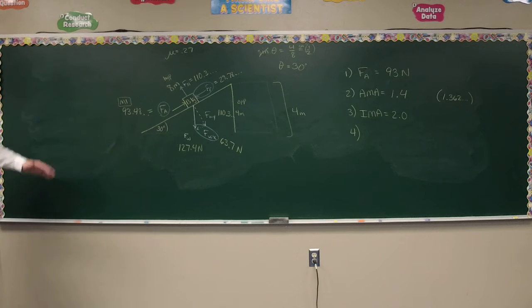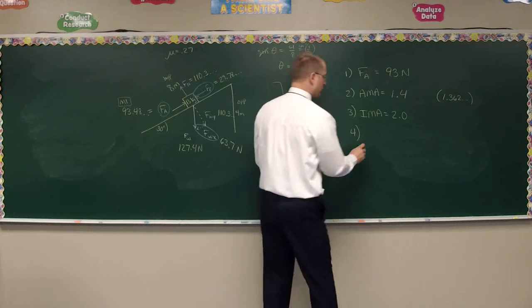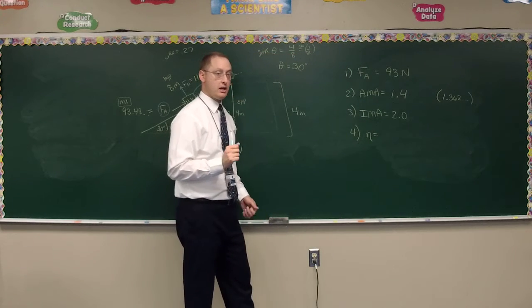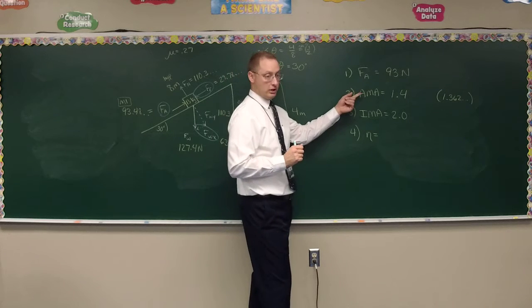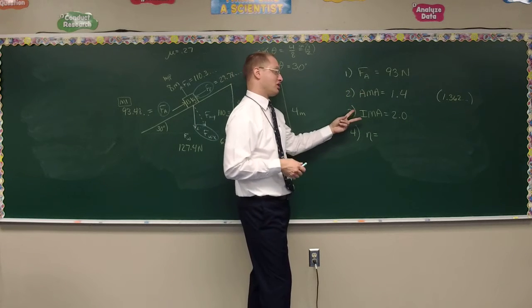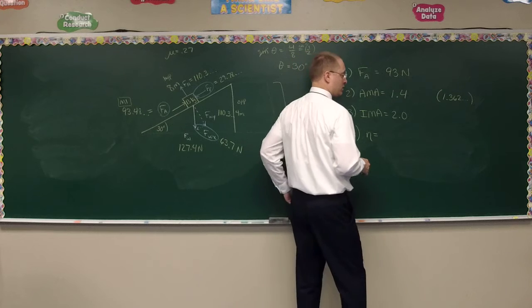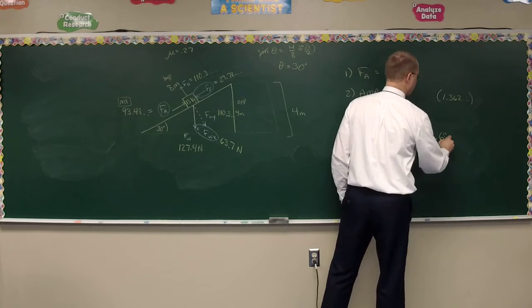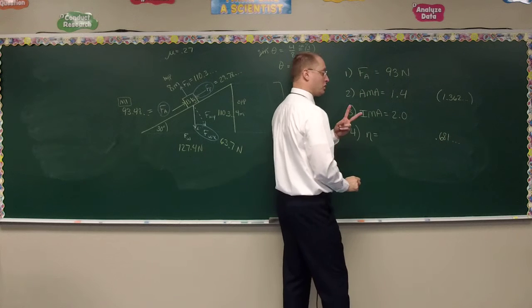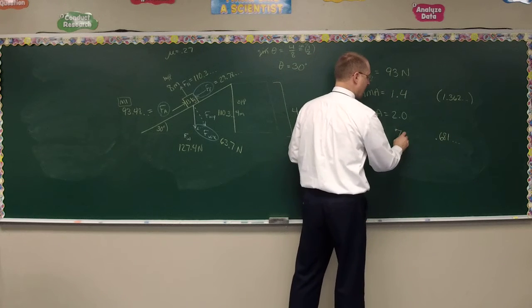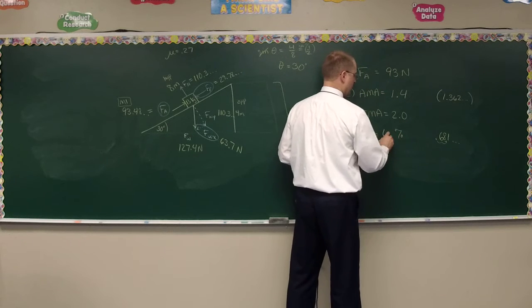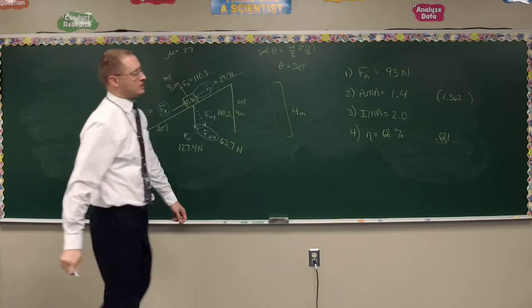And we said the IMA we already said was going to be 2. So if we want to know the efficiency of the ramp, the easiest way to find the efficiency is to divide the AMA, which is still on the calculator, the 1.362, by the IMA, which is just 2. And we get what for the efficiency? 0.681, blah, blah, blah, but rounded to 2 sig figs and making it a percent, move the decimal twice, we do get 68%. 68% efficiency.